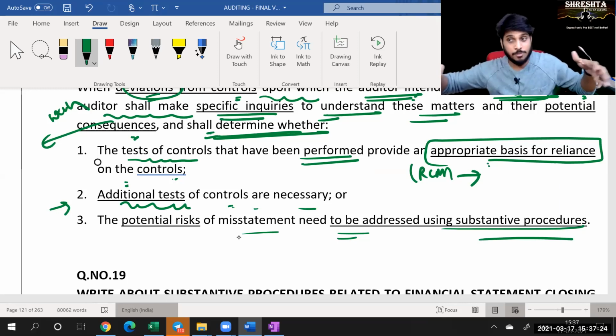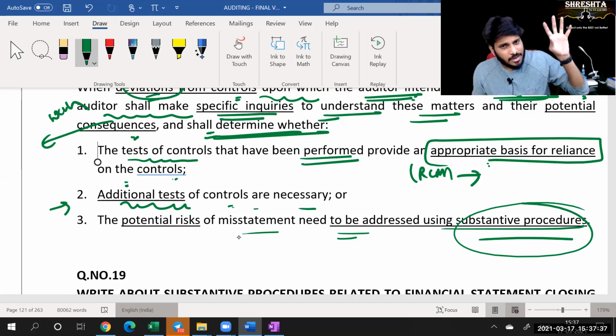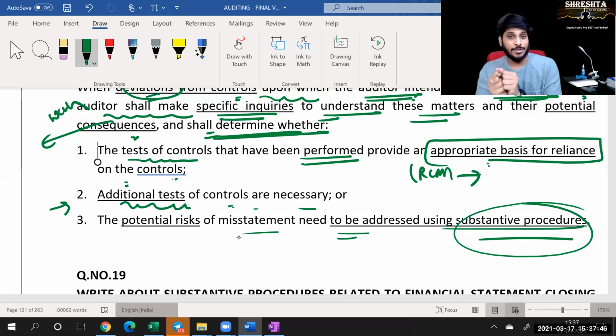Whatever risk is possible, I will identify. Whatever mistakes can come, I'll try to identify. Finally, after doing substantive procedures, I discovered so many mistakes. Now I will conclude controls are weak. Even after verifying controls, design and implementation, and after actually verifying the real transactions, I discovered mistakes. Now I can solidly conclude controls lack effectiveness.